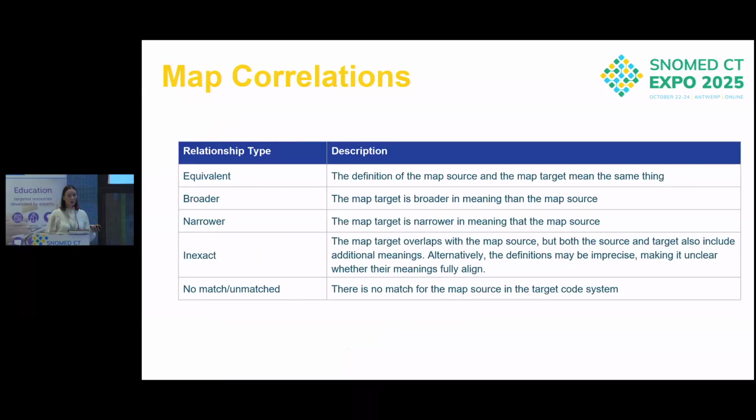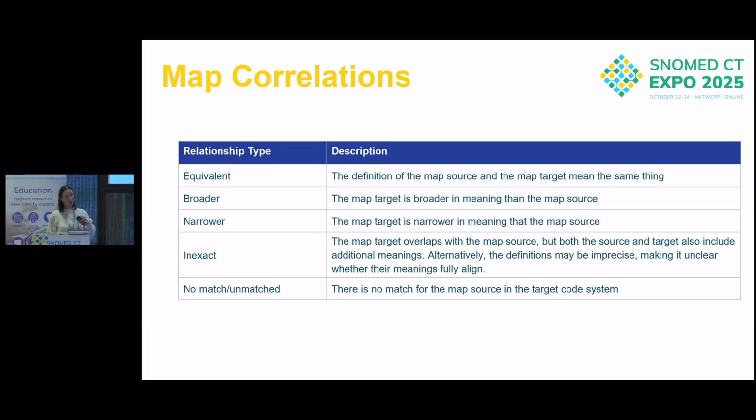And then we've got the correlations as well, which she went on to describe, in terms of if it's that one-to-one map, is it an equivalent map? So do they mean exactly the same thing? Or is it that it's broader? So you've gone from one code system, for example SNOMED CT to ICD-10, it's more of a broader map that doesn't always equal the same meaning. Or narrower, so you've gone from something a bit broader to something narrower.